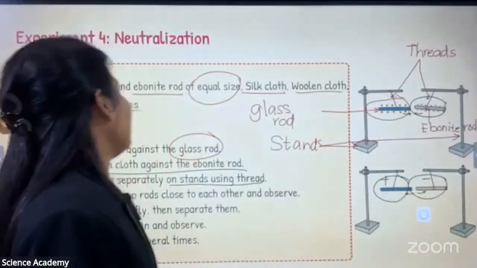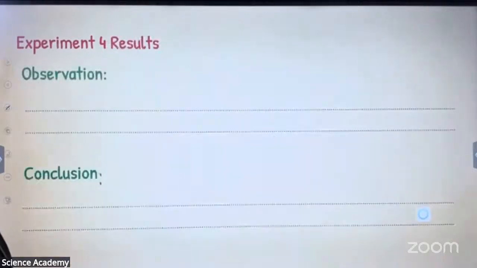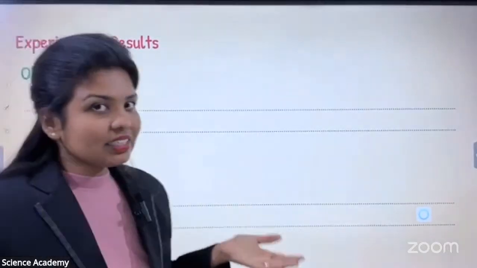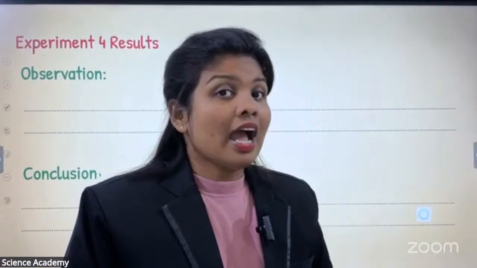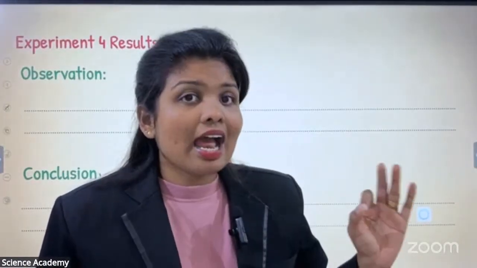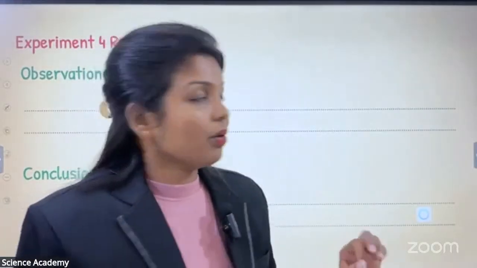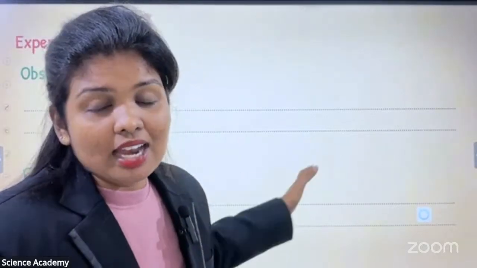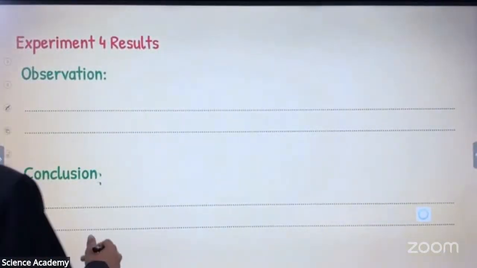Okay, likewise it happens. Very easy to understand, I think. So children, what was the observation? At the first time, the glass rod and ebonite rod were attracted, but after some time we couldn't see any attraction or repulsion. What is the reason? The net charge of the glass rod and ebonite rod was zero. So we'll write down the observation here.